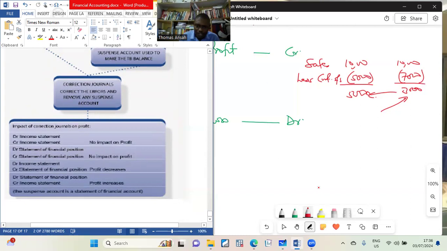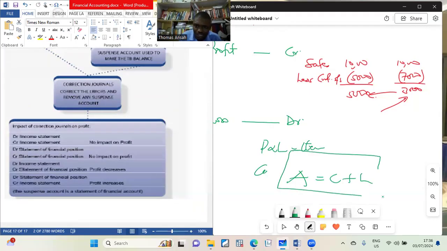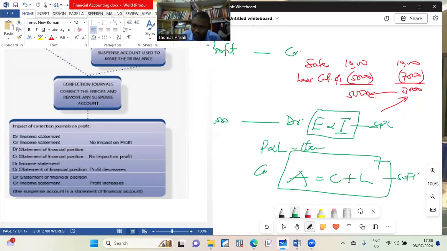So all the errors that have impact on net profit are those ones that are P&L items. Please, balance sheet items such as cash, so all these ones, asset is equal to capital plus liabilities, those ones that are here, we don't use them to adjust the net profit. So the ones that affect income and the ones that affect expenses are what we use to adjust the net profit. Because we use this side to prepare your SPL, we use this side to prepare your statement of financial position. So please don't ever bring anything that is in the statement of financial position to affect your net profits.